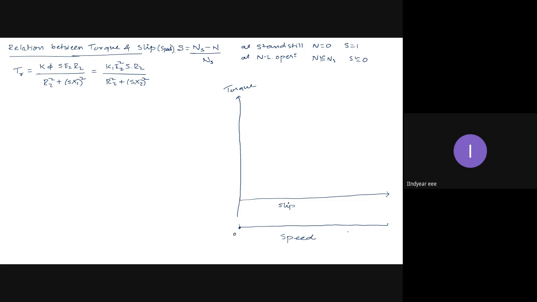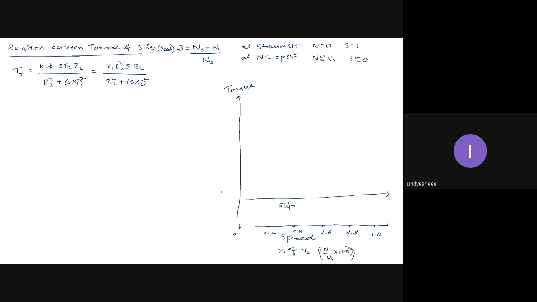Then speed may be 1 here. Speed as a percentage of ns, that is n divided by ns. It is just for the sake of representation; I am expressing it as a percentage of ns. Now it may be like this: 0.2, 0.4, 0.6, 0.8.